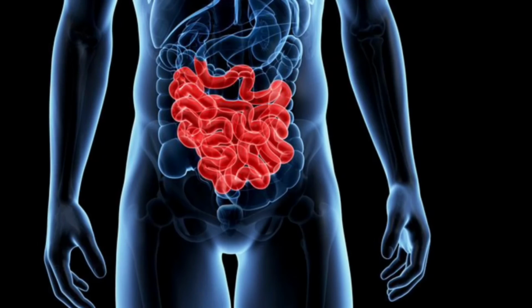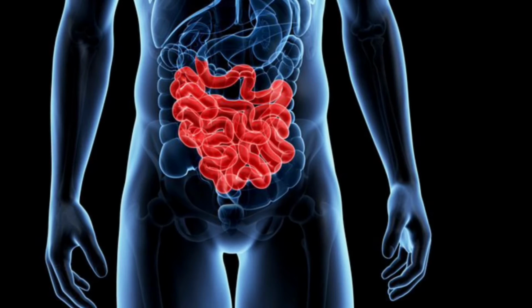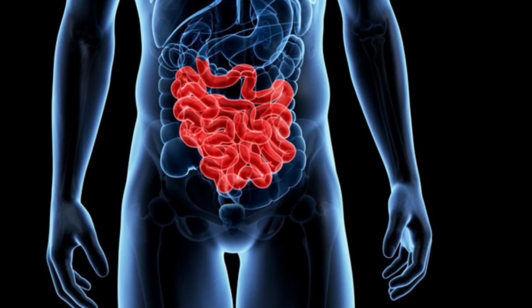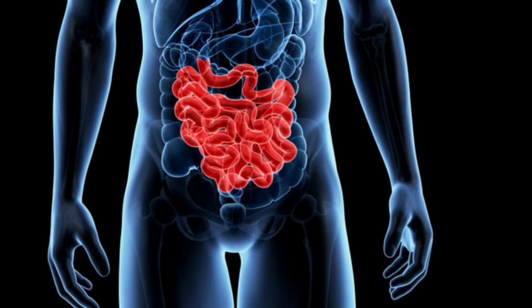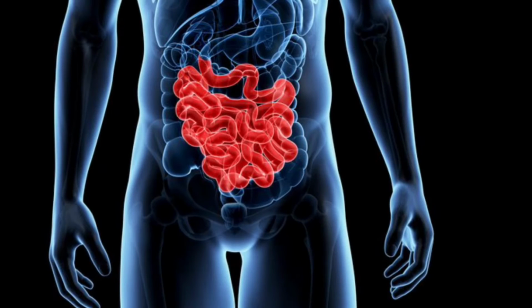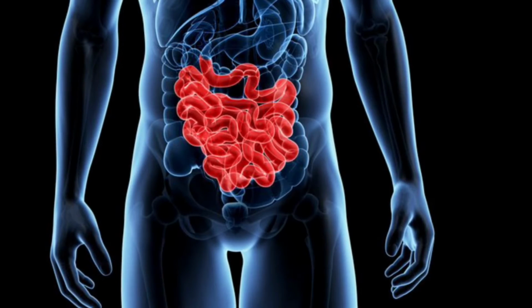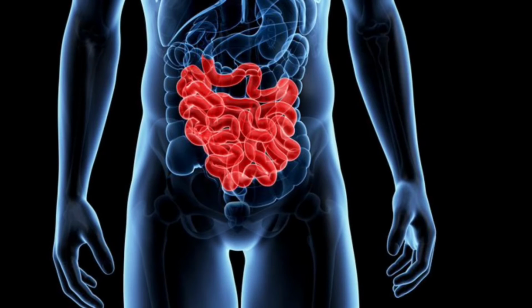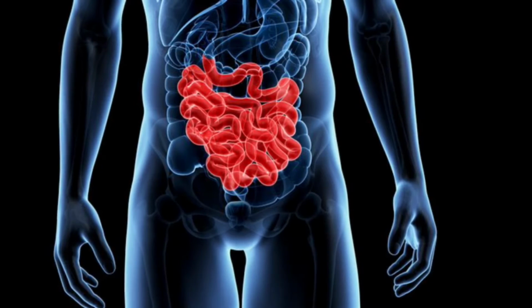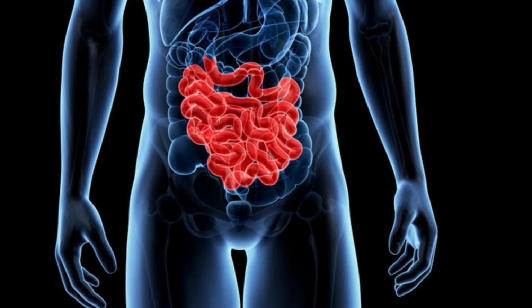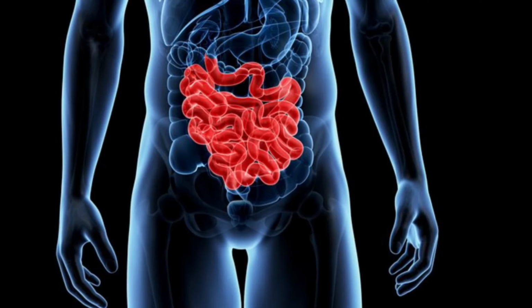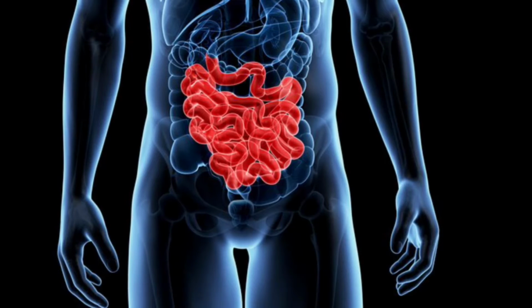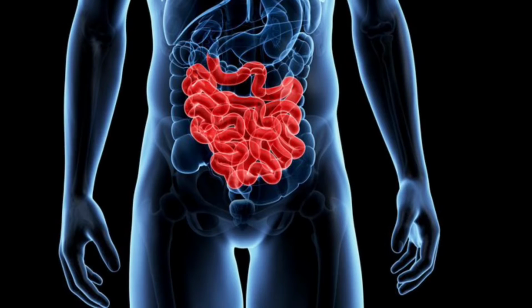Here we have the most important organ of the digestive system, the small intestine. The small intestine measures up to 20 feet long. The duodenum is a part of the small intestine that is directly connected to the stomach. The small intestine is actually longer than the large intestine. The large intestine is just a little bit thicker and wider.